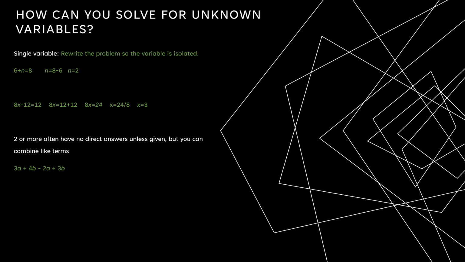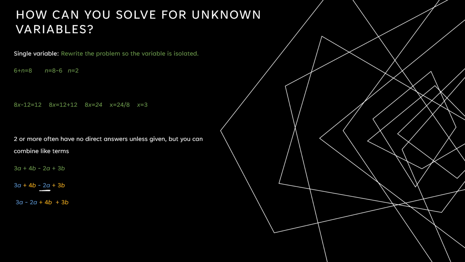Here we have 3a plus 4b minus 2a plus 3b. Now to write that out in a simpler term, we're going to find the like terms. In this instance, 3a and 2a are like terms, as are 4b and 3b. Now when we're going to combine these terms together, we have to keep the sign that was right next to them. You'll notice that we have a positive 3a, and then we have a negative 2a. So when we combine them, they are going to be 3a minus 2a.